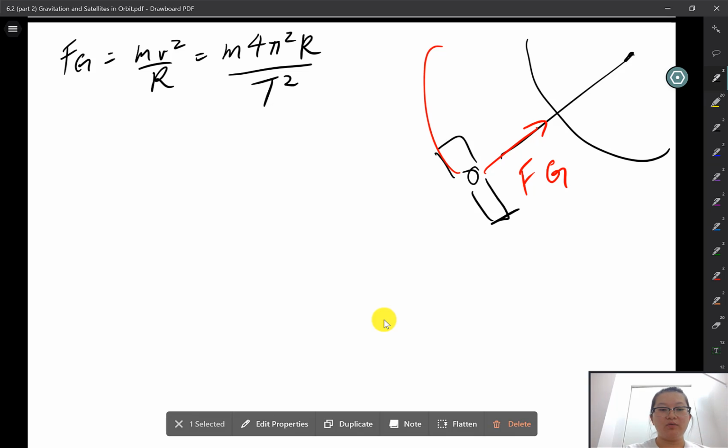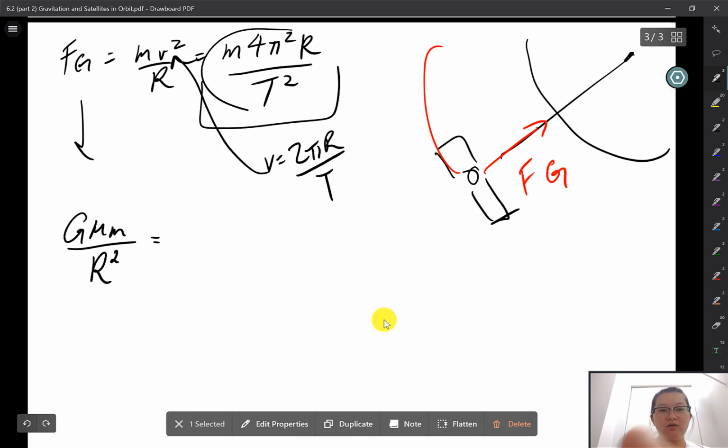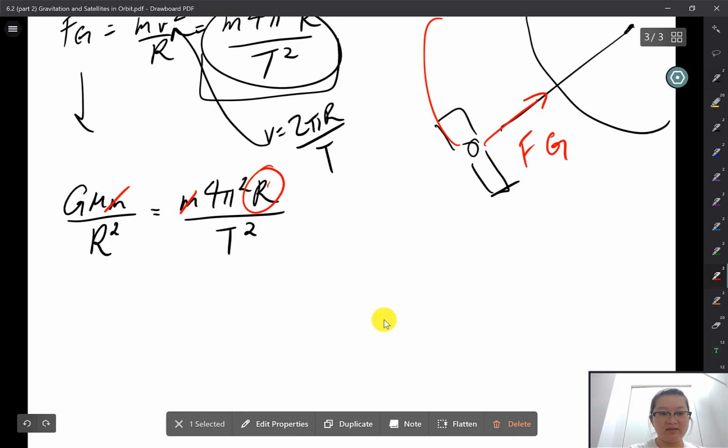All we did was substitute v equals 2 pi r over the period into this equation, and that gives us this expression over here. So if I wrote out the whole thing, my F G is going to be big G, big M over mass of my satellite divided by the radius of orbit squared, equals this whole thing, small m 4 pi squared times r divided by the period squared. And don't forget, mass here cancels out.